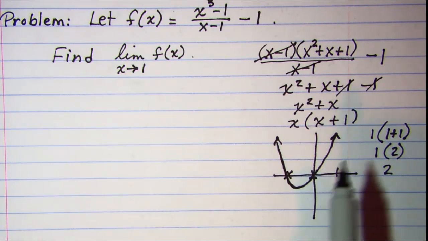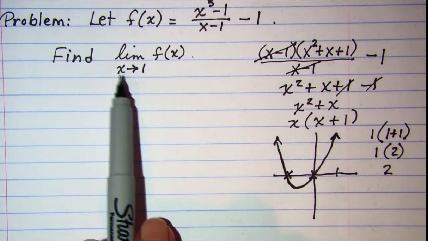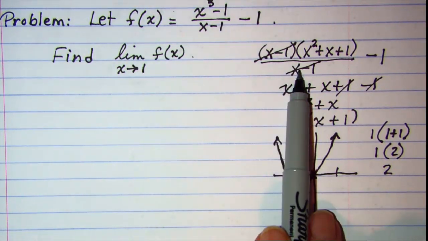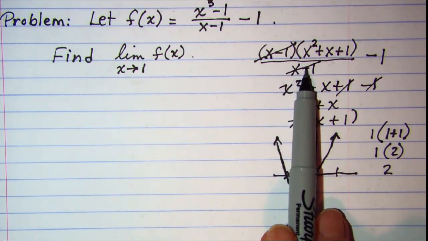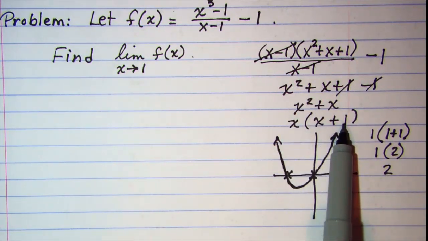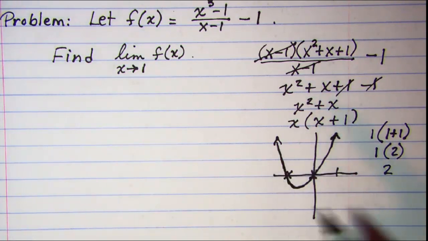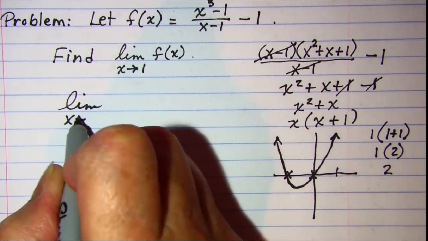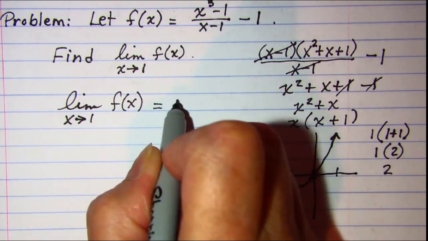So our question was, what is the limit of f of x as x approaches 1? If we get rid of our discontinuity by factoring and canceling off that x minus 1 that's in the denominator, then I no longer have a problem with division by 0, and I can use direct substitution. So my limit as x approaches 1 of f of x is 2.